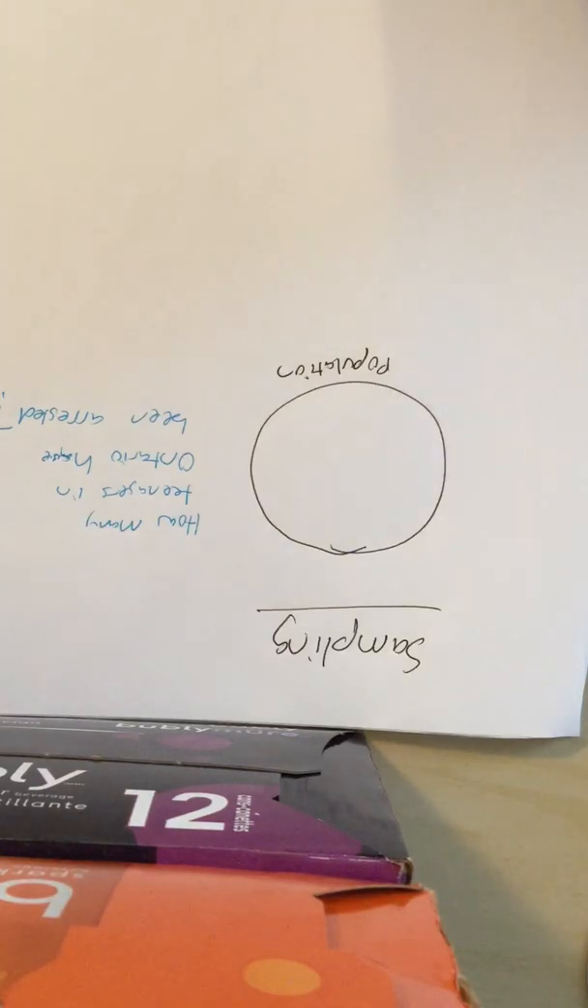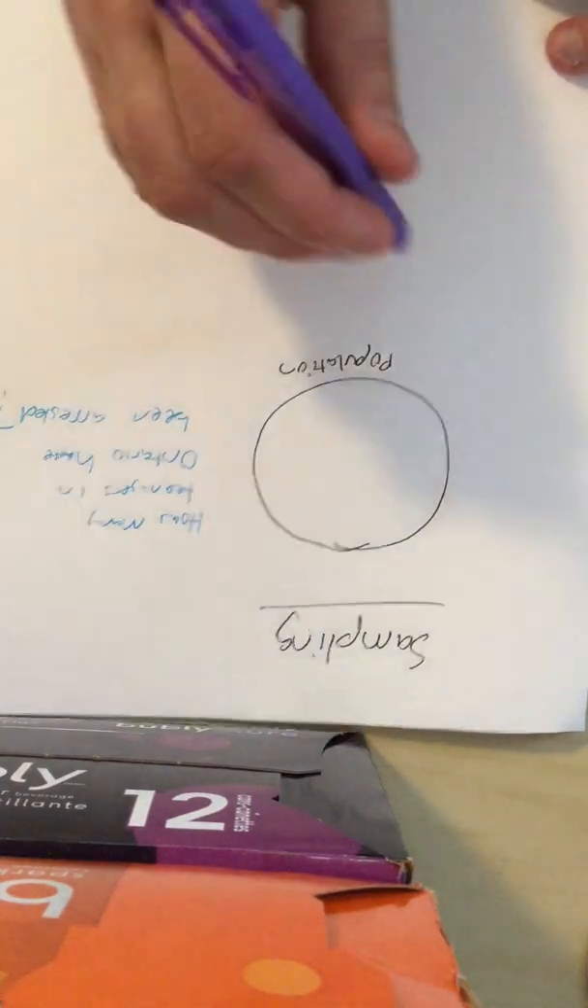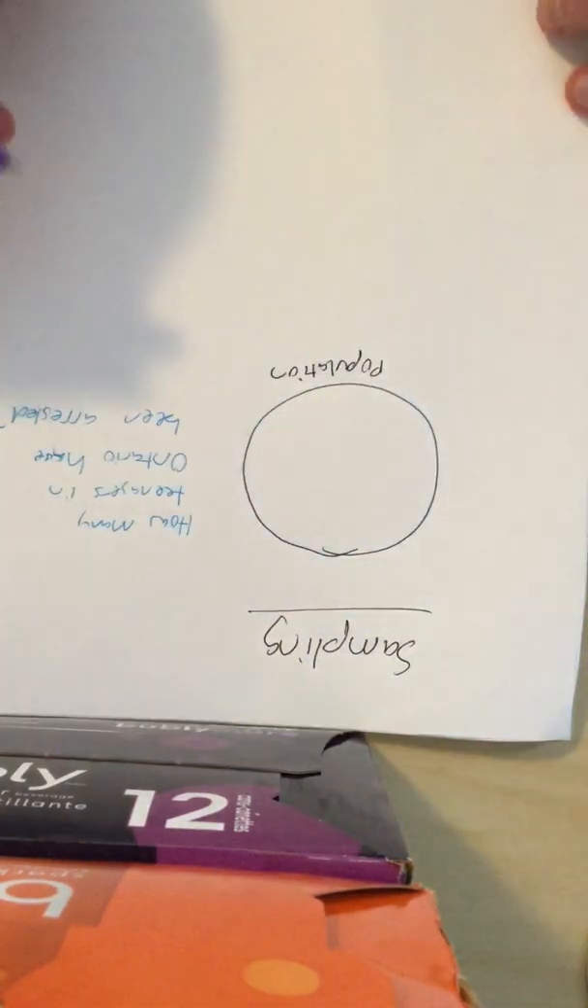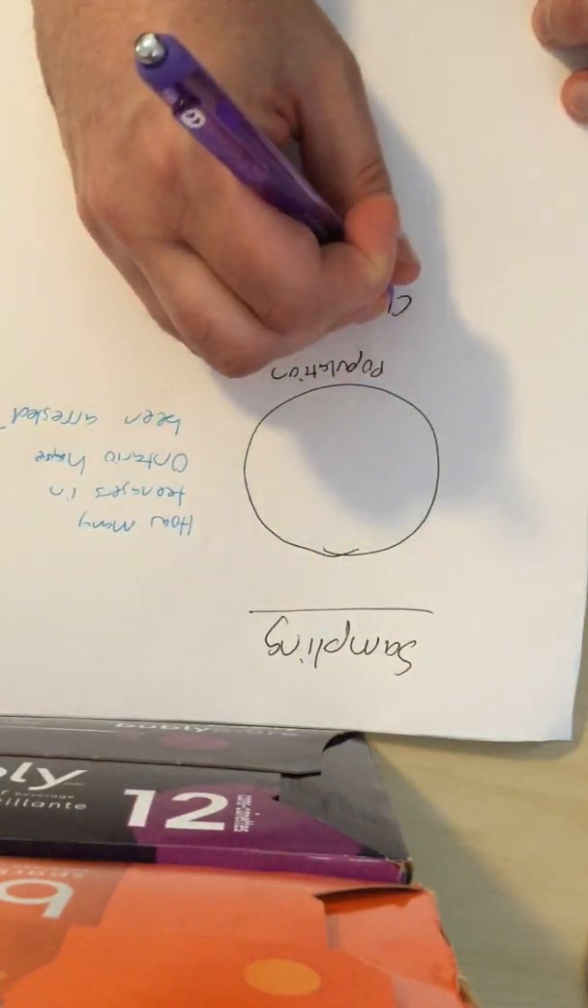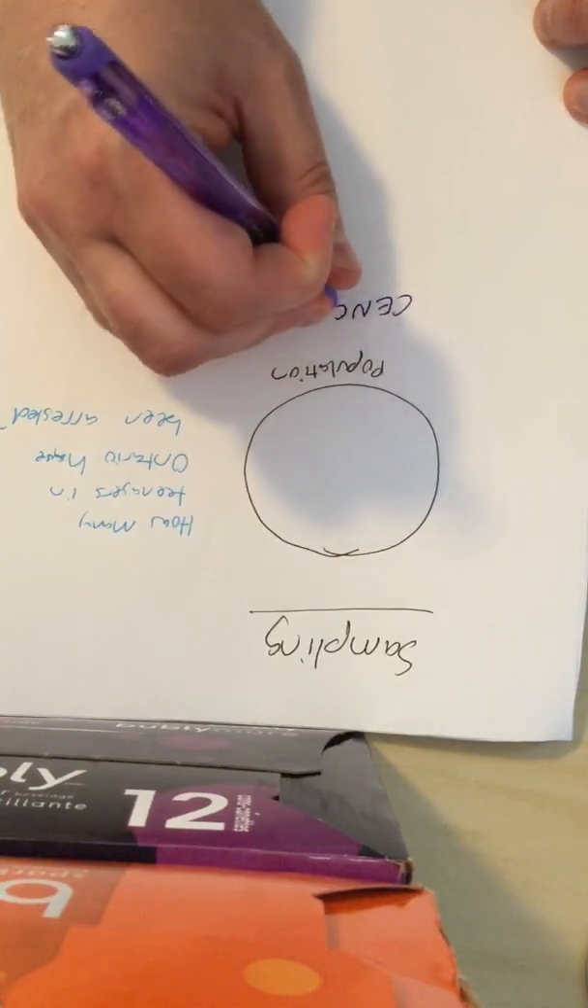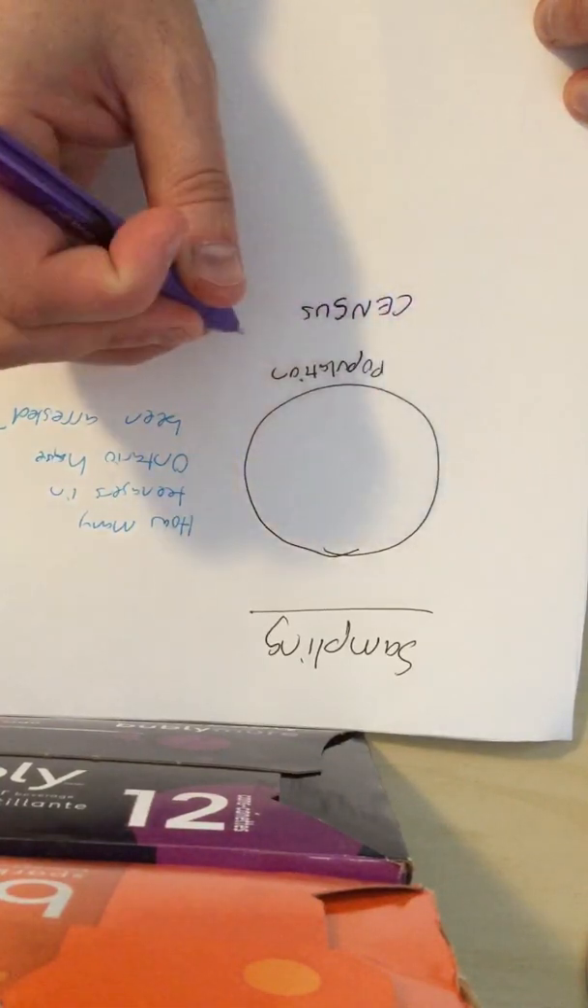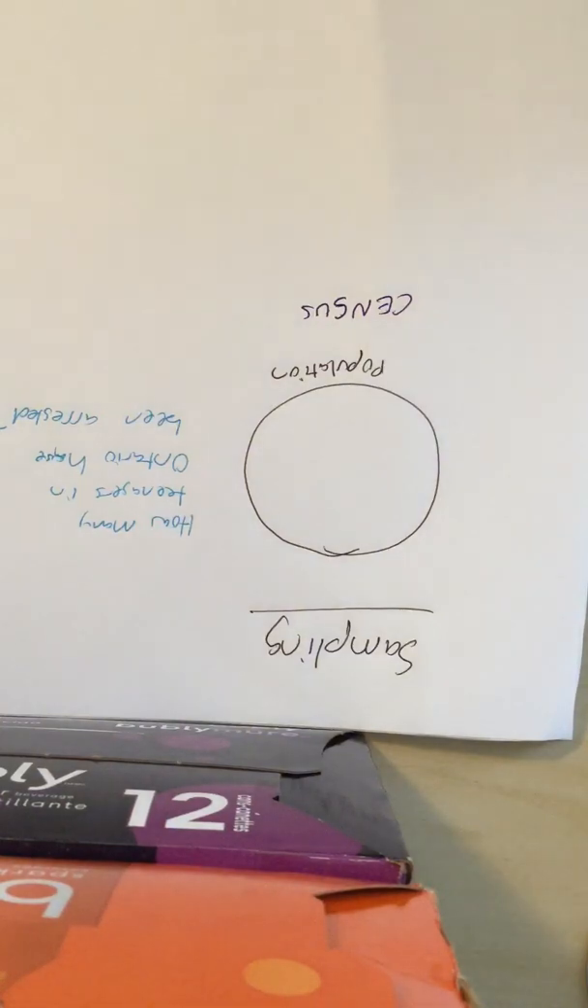Now, if I want to know the answer to the question, there's really only one way to get the actual answer, and that is to ask the entire population. And the name for that is a census, and I forget how to spell it. Census, that looks right, so it could be wrong. So a census is when you ask every person in the population the question.